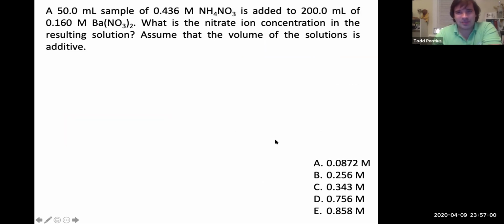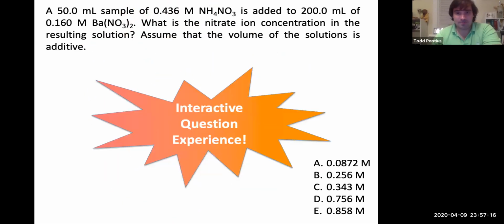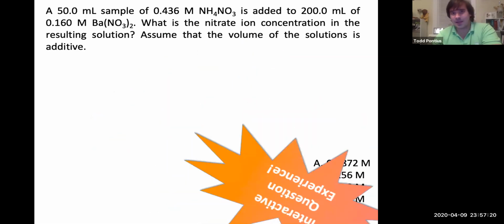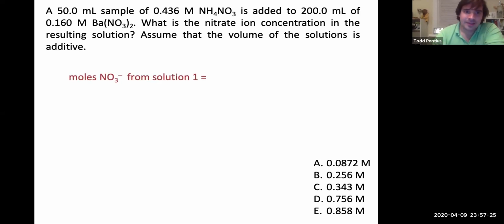Okay, and now let's do this problem. We've got 50 milliliters of 0.436 molar ammonium nitrate. We're adding it to 200 milliliters of 0.16 molar barium nitrate. What's the final nitrate concentration in the resulting solution? We're assuming the volume is additive. You betcha, we've got another interactive question experience. Let's see how you did.